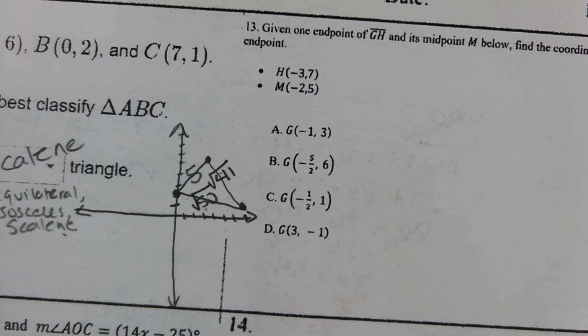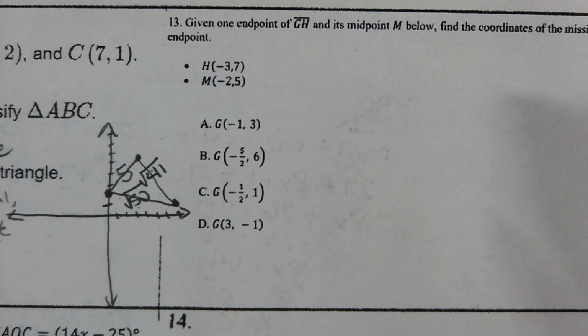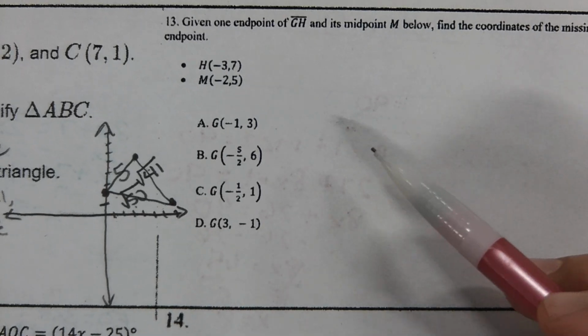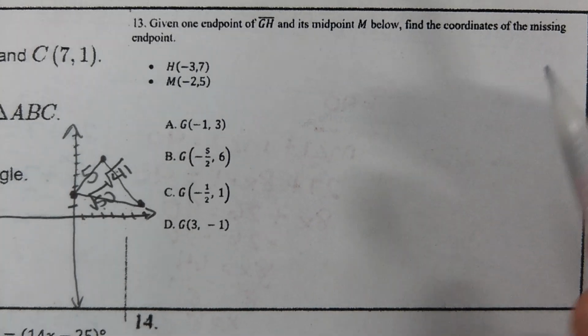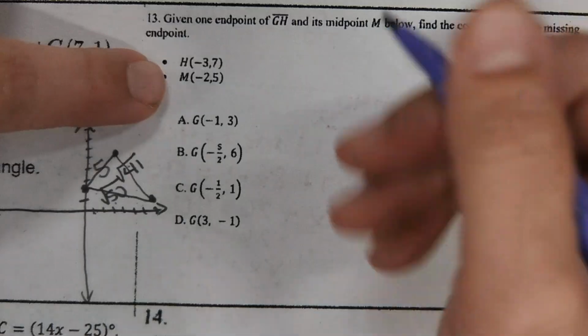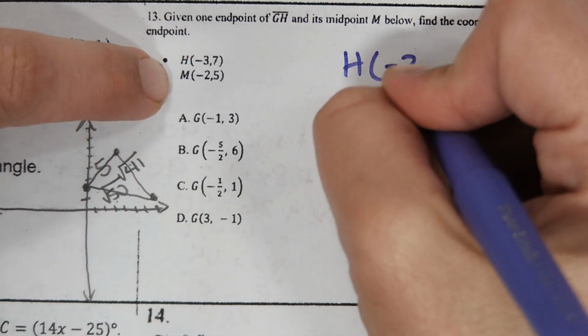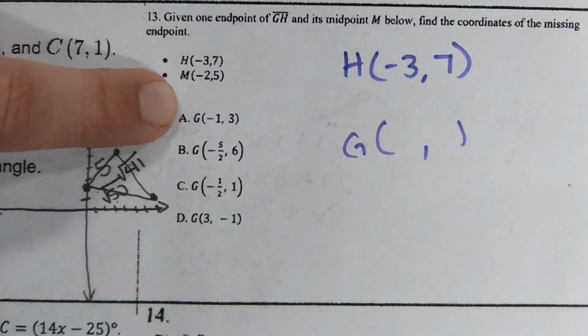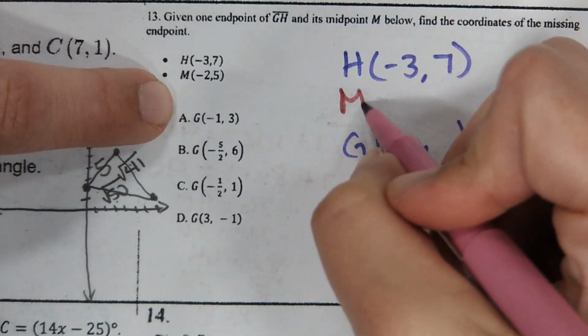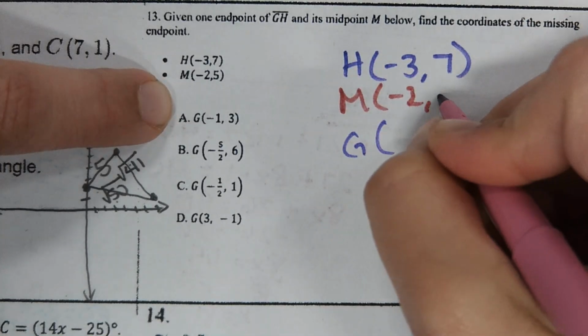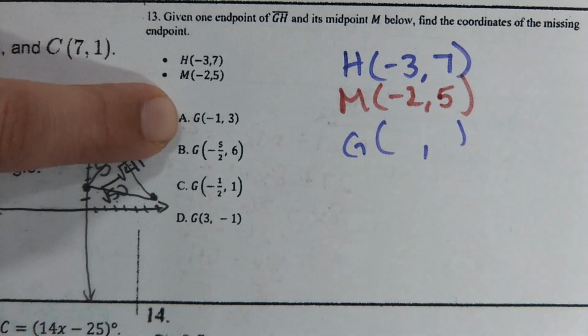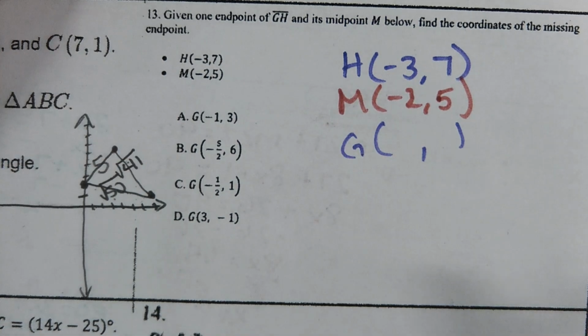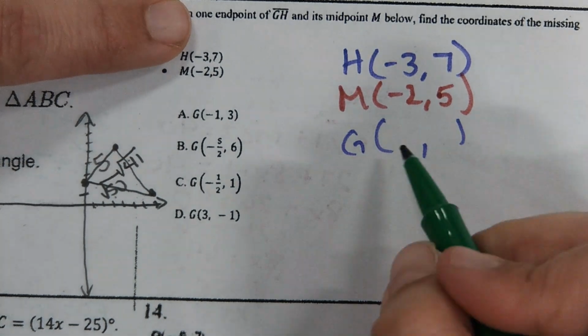Then over here, given the endpoint of G and H, its midpoint is below. Find the coordinates of the missing endpoint. So for this, we have H is -3, 7. We don't know G, the endpoint, and we know the midpoint is -2, 5. And this is what we're trying to find.